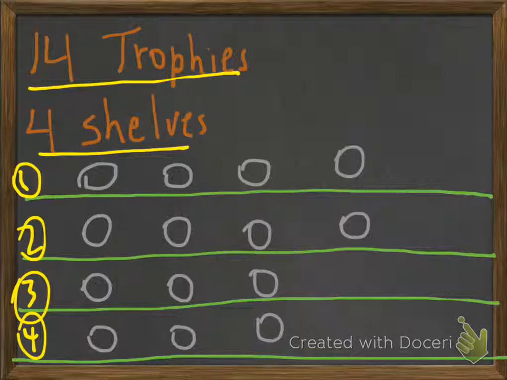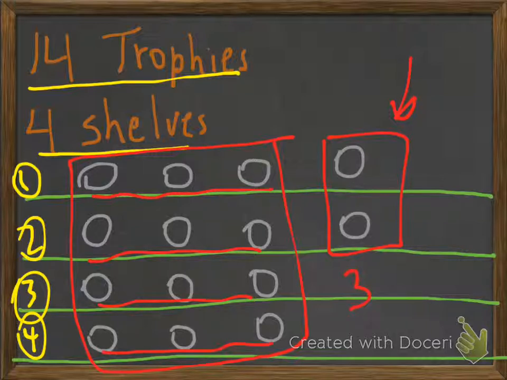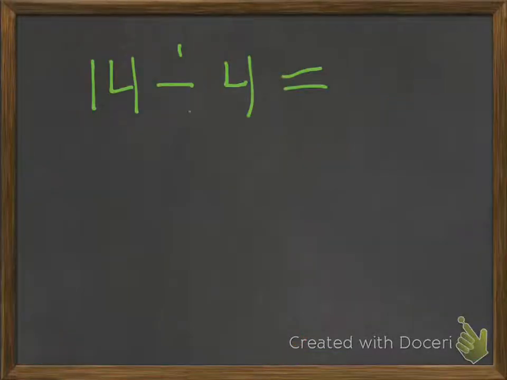We want to make sure that all the shelves are equal, but these two right here kind of mess that up. So if we leave the 3 here, the 3 here, 3 here, and 3 here, that would make it equal for each shelf, but these 2 right here we have left over. So we have really 3 on each shelf with 2 left over. And those are our remainders.